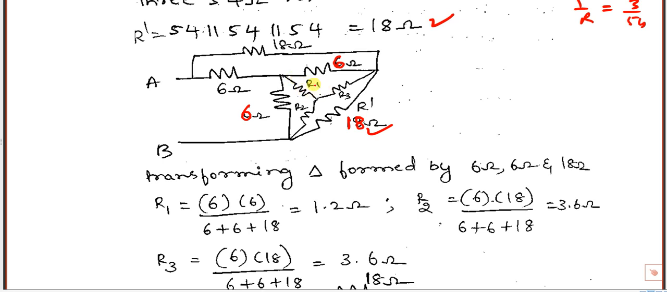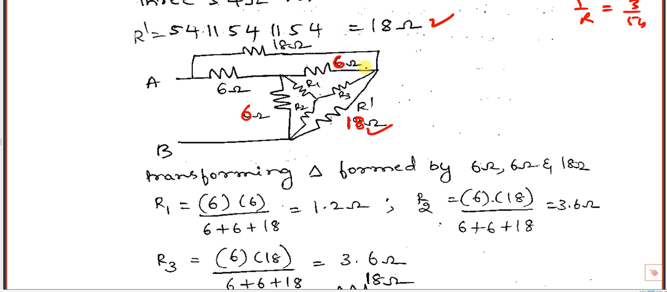So you have to convert this one to this, delta to star. So you have to think properly. If I apply, is that good or not? Without transforming delta to star, it is a little bit difficult to convert. So better is you convert 6, 6, 18 into a star network.